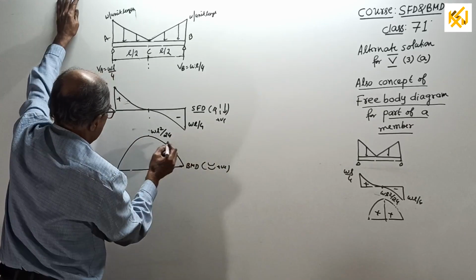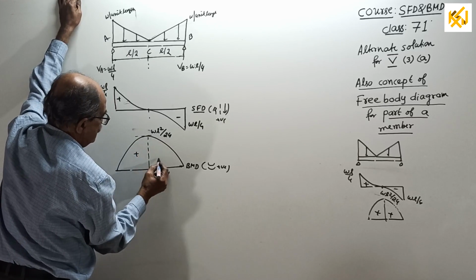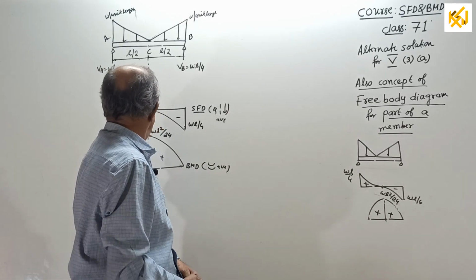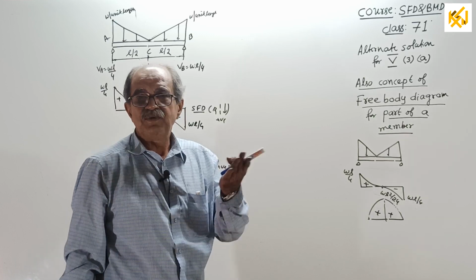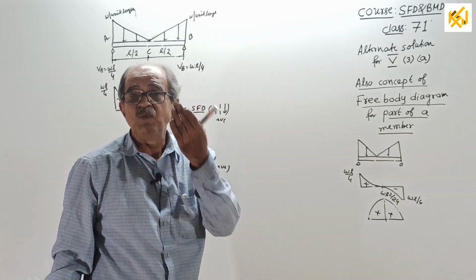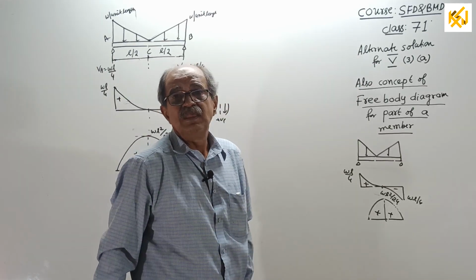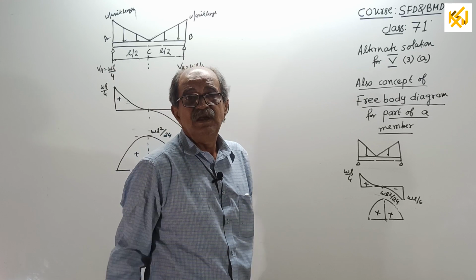Okay, done. Why bother too much? SFD and BMD are already over. There is no point in going to the curve again and again. One class I am going to explain about curvature only for you. Now, class 71 is over. Actually, compared to last time's class 70, this was very fast.